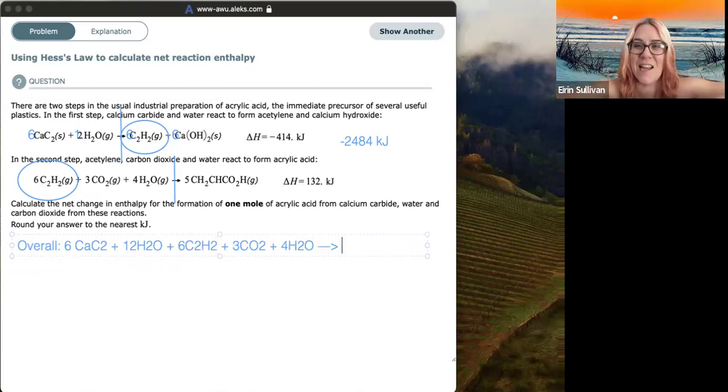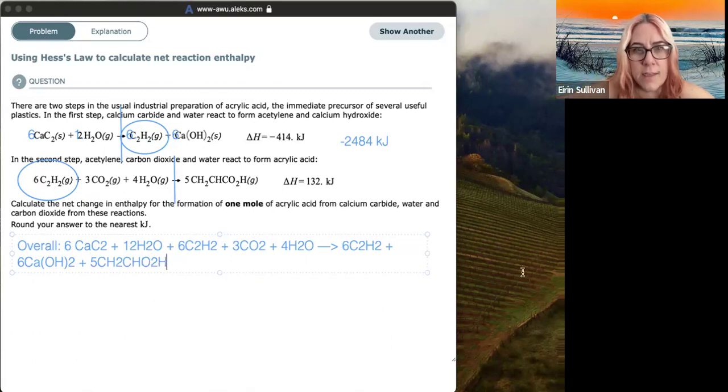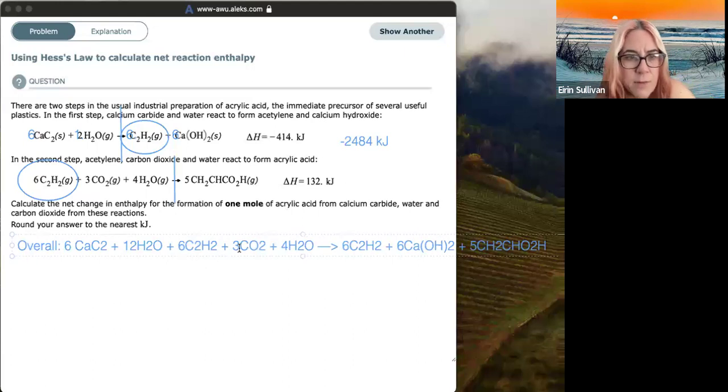As long as they are exactly the same chemical species in exactly the same state of matter. So solid, liquid, gas, aqueous, ion versus neutral atom matters, right, for chemical equations. Anyway, onwards. 6C2H2. Yes, I know I haven't put the states of matter in, but have you seen how much space I've got on my screen? Ca(OH)2 plus 5CH2CHCO2H. I guess that's the acrylic acid, right? All right, so this would be my overall equation, and as you can see, we can tidy it up.